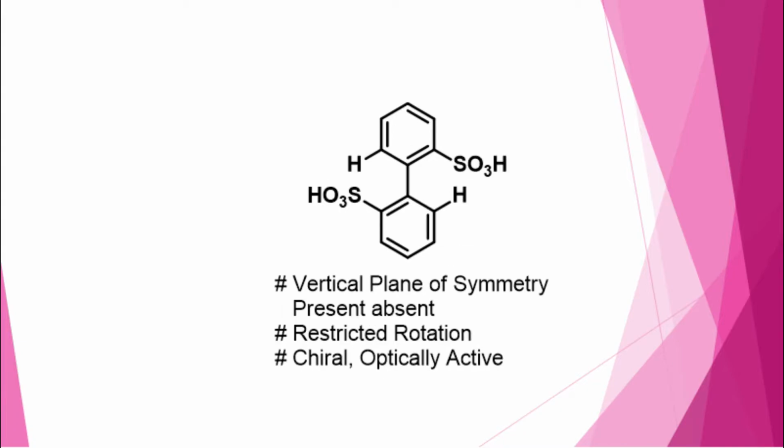Let us take a confusing example, which is this, where one ortho group is hydrogen and the other is a sulfonic acid. Here the hydrogen has very little steric effect, but the sulfonic group, which is polar and also sterically very bulky, restricts the CC bond rotation quite easily, in spite of the presence of hydrogen, which has no steric effect.